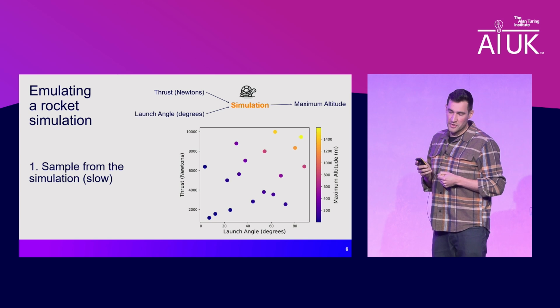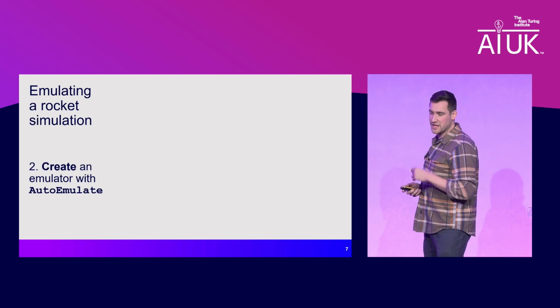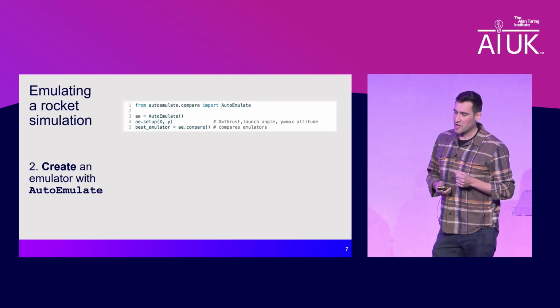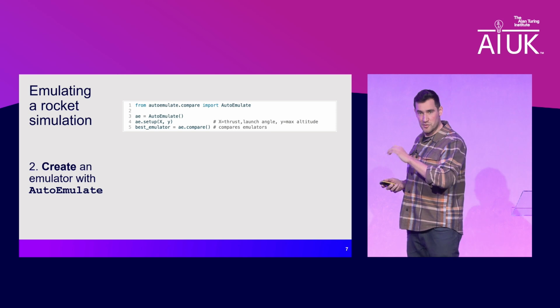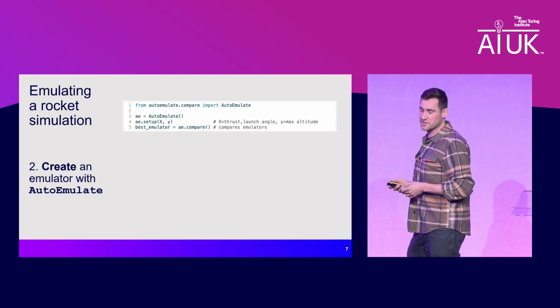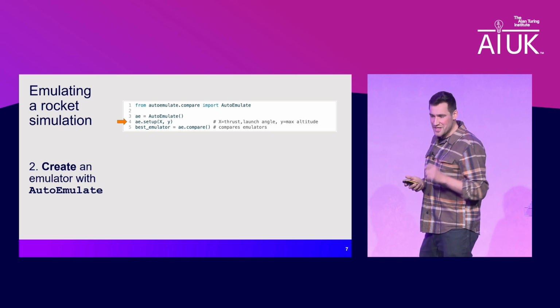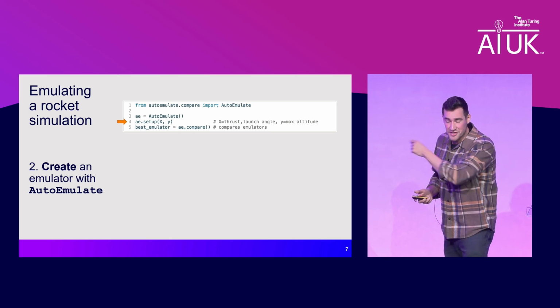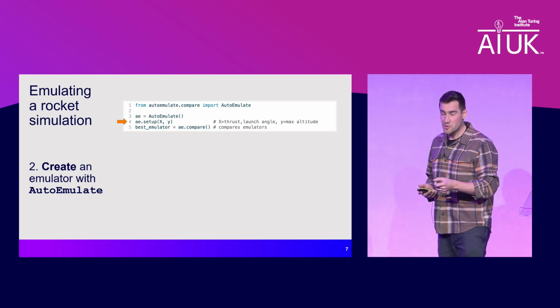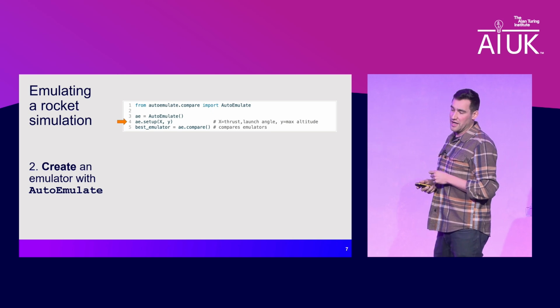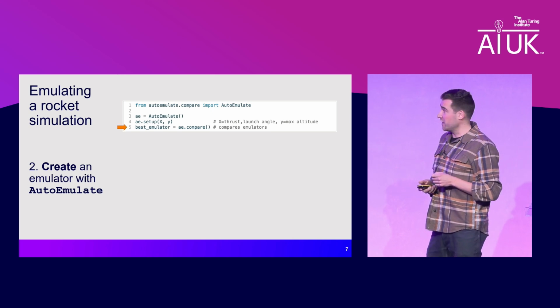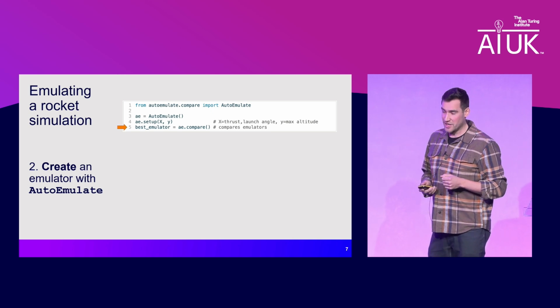So what we want to do is take this data and put it into AutoEmulate. And this is how it works. AutoEmulate is a very simple Python package. It's very low code, so you basically just have to set it up. And what it needs at its minimum is just the data we just produced. So x and y's. X are the inputs, y's are the outputs. And then we can just run compare and get our best emulator out of it.